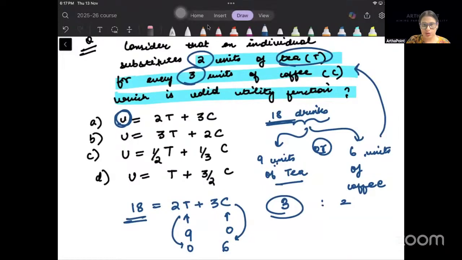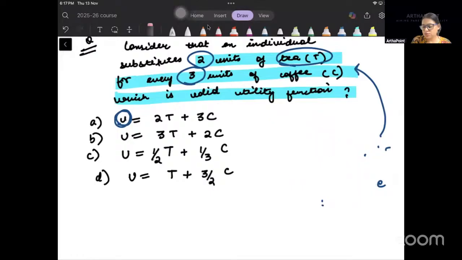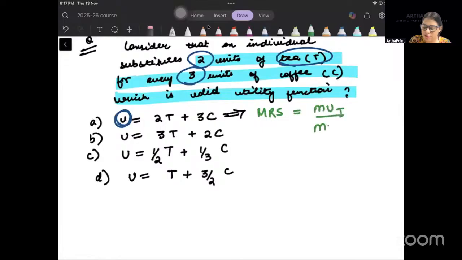This is one way of looking into it. But when I check it with option B, it will match that ratio, right? So yes, you're right that option B is the right answer. One more way of checking this is that you can find the MRS. MRS tells me the rate at which we substitute, that is the definition of MRS. So if I find the MRS for option A, it is MUT by MUC, and this is going to be 2 by 3.